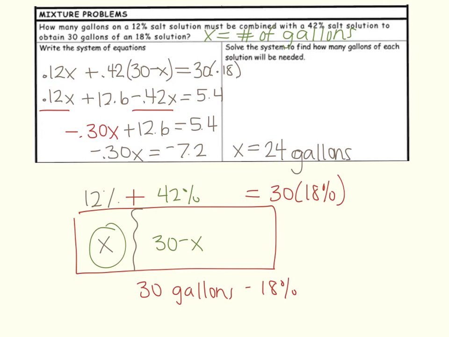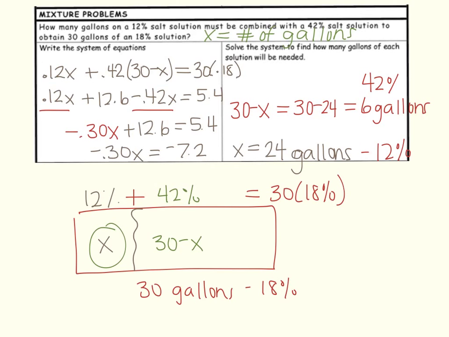So the question is, solve the system to find how many gallons of each solution is needed. So 24 is going to give me the 12% solution, 24 gallons. And then 30 minus x, which is 30 minus 24, is 6 gallons. And that's the 6 gallons of the 42% solution. So 6 gallons at 42% plus 24 gallons at 12% is going to give me 30 gallons at 18%.